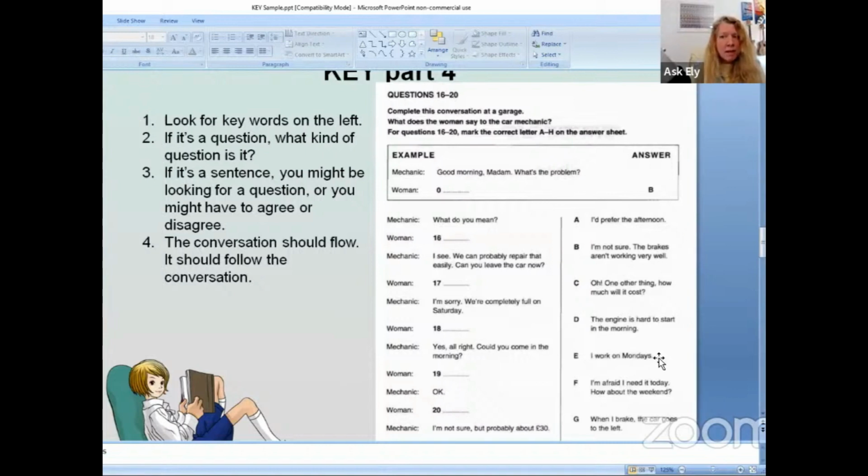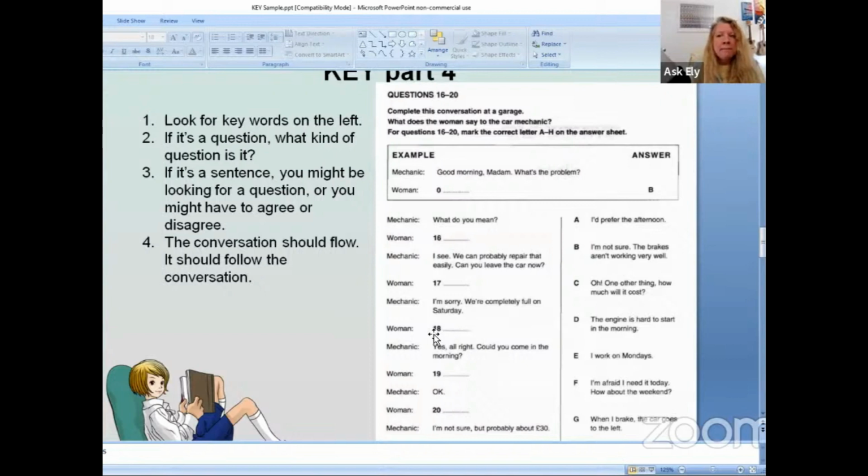"I work on Mondays." That's not about Saturday. "I'm afraid I need it today." "How about the weekend?" What is the weekend? Saturday and Sunday. Some people say it starts Friday night: Friday, Saturday, Sunday. So she's saying, what about the weekend, Saturday or Sunday? Because that's the weekend, right? So "I'm sorry, we're completely full on Saturday" would be the right answer.